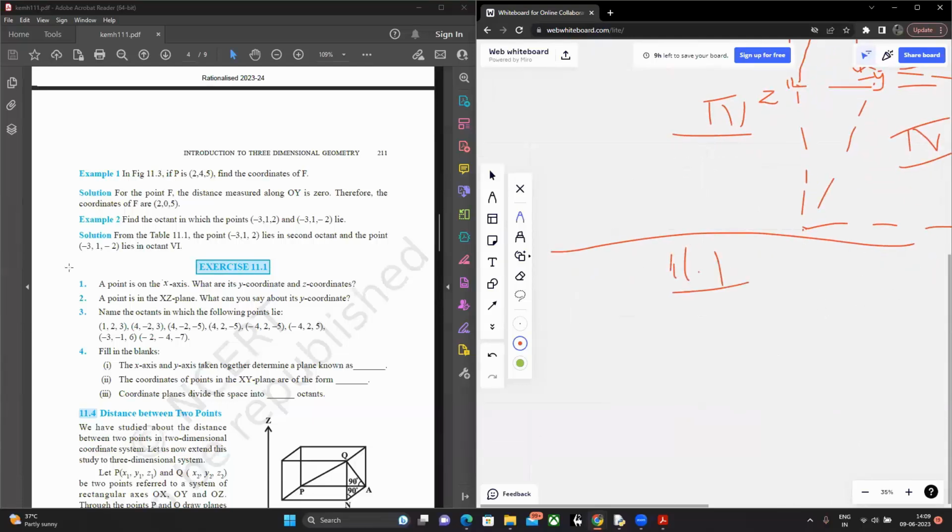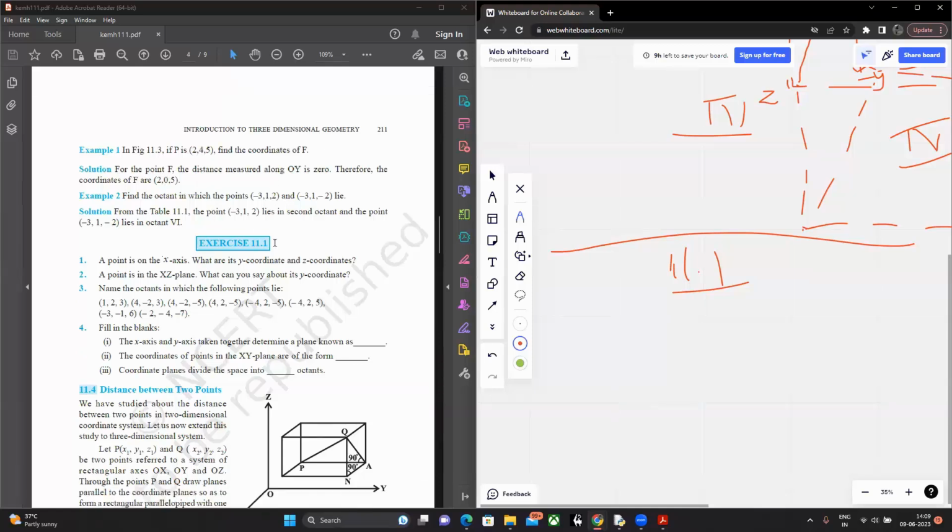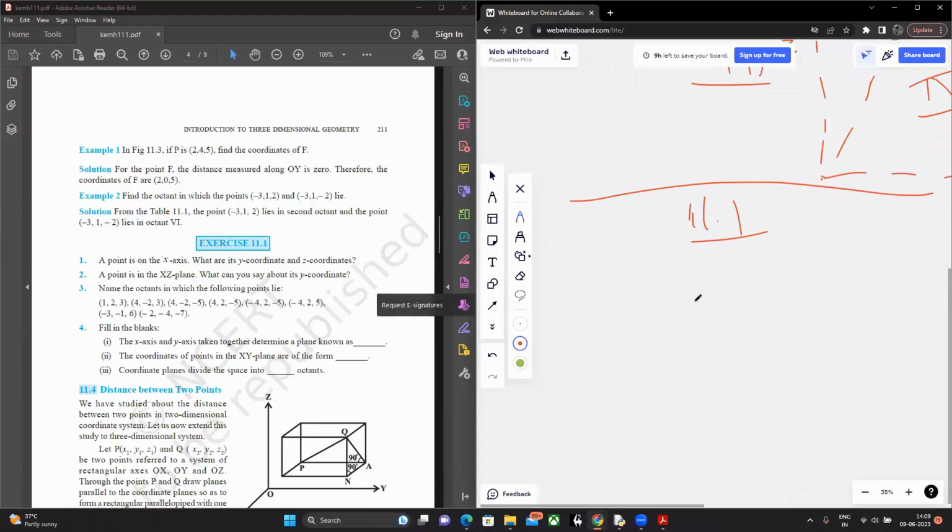All right. So for exercise 11, before exercise 11.1, you have these two examples where you have if point P is 2, 4, 5, find the coordinates of F and find the octant and is a point these apply, right? These are just exercises to test the understanding that you have of the octant system. So if you want to do it, you can. If you don't want to do it and you're very comfortable with the octant system, then you need not, right? Now exercise 11.1. A point is on the x-axis. What is y and z coordinates, right?